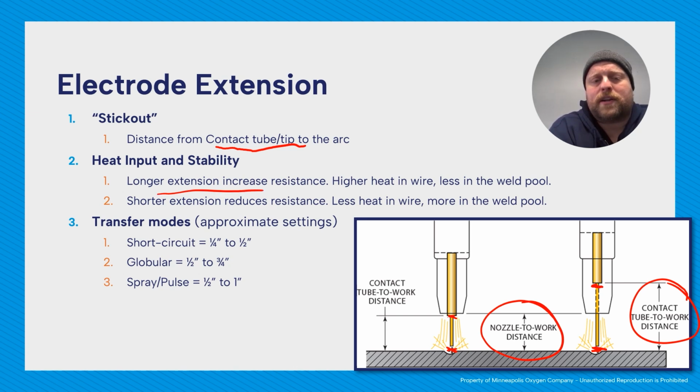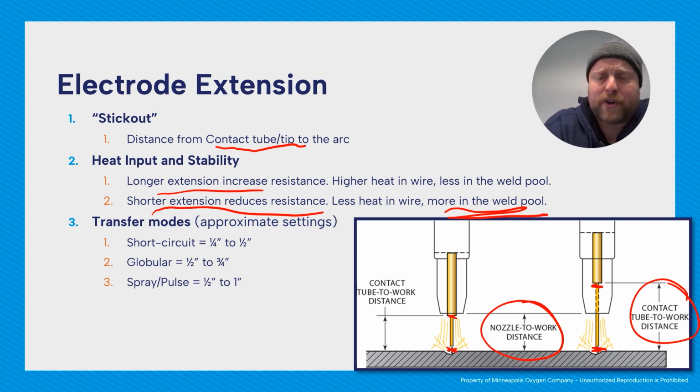If you have a longer extension, that's going to increase resistance. That means higher heat is going into the wire, less is going into the weld pool. Shorter extension reduces resistance, so there's going to be less heat in the wire, more in the weld pool. Makes sense? So if your wire is melting too fast, what do you do? Some people would say, okay, I'm going to pull back for less heat. But in reality, it's the opposite. You shorten that electrode extension so that you get more heat in the pool instead of in the wire.